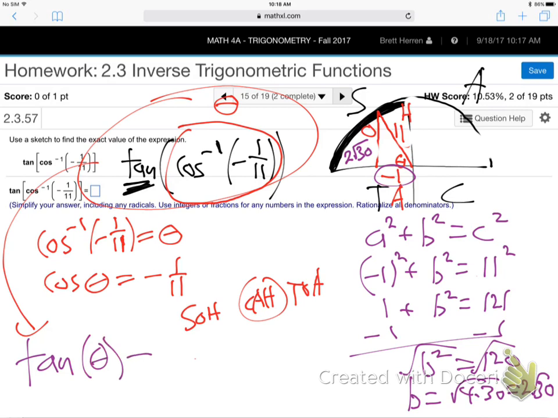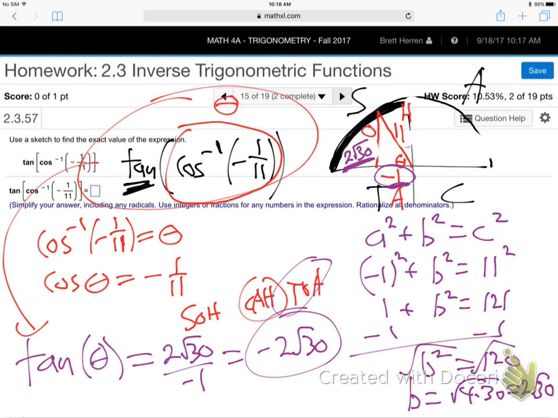tangent of theta, hasn't it? Because I called the whole inside thing theta. So what's the tangent of theta? Tangent is opposite over adjacent. 2 root 30 over negative 1, huh? Opposite over adjacent. So that's just negative 2 root 30. Is that good? See how it came negative in the end?